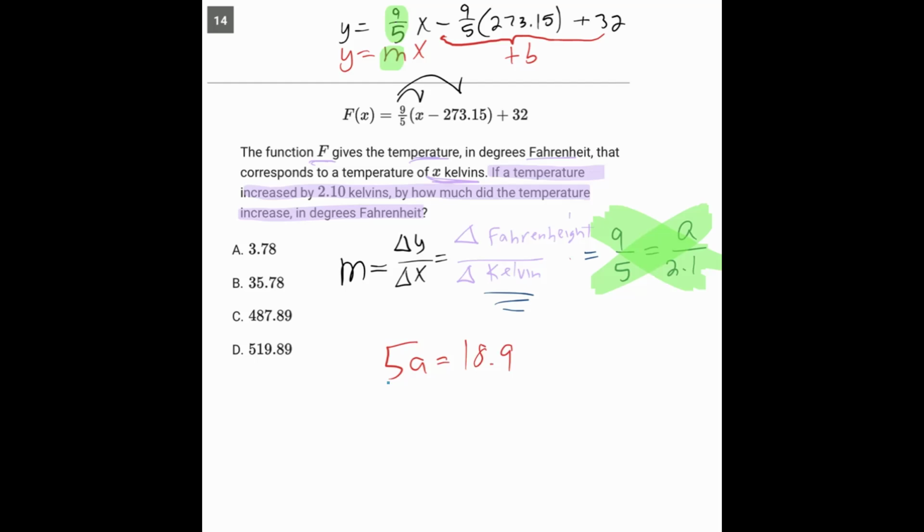Now we can just divide both sides by 5. And A is equal to 18.9/5, which is 3.78. And our answer is A.